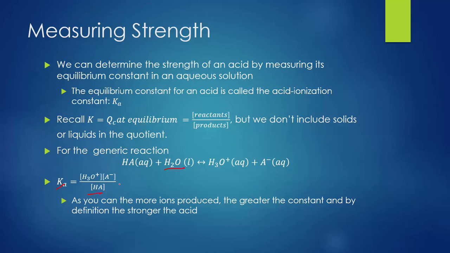And so as you can see, if we have a stronger acid, this is going to be a bigger number, because stronger acids produce more ions, and they do that at the expense of the initial acid. So that's going to be a smaller number. And when we make the denominator little and the numerator big, the whole number gets big. That means the bigger the Ka value, the bigger or stronger the acid.